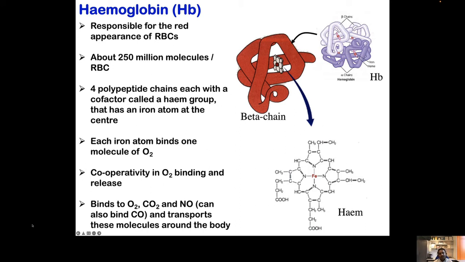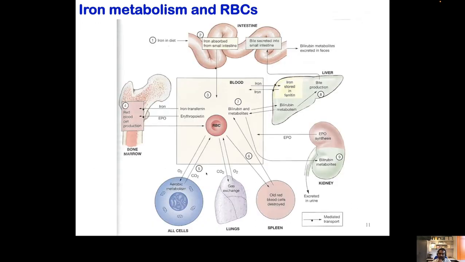They cooperatively bind to oxygen and release it cooperatively as well. It's a sort of covalent binding. And it can also bind to carbon dioxide. It can also bind to nitric oxide, and it can also bind to carbon monoxide, and these can be transported around the body. So these are the basic characteristics of hemoglobin, an important protein that is present in red blood cells.